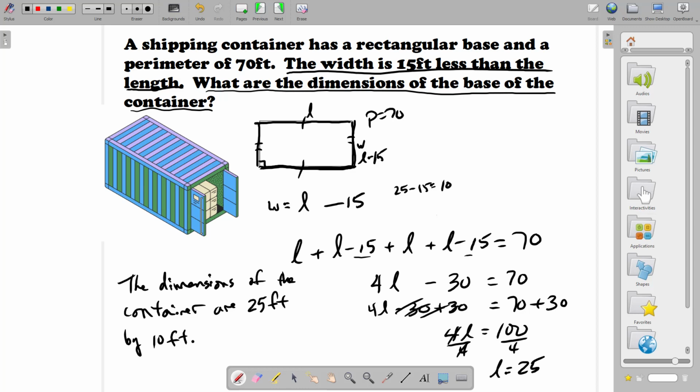We can check that because we're saying that the width is 10 feet, the length is 25 feet. If we take a length plus the other length plus the width plus the other width, 25 and 25 is 50, 10 and 10 is 20. We get the perimeter of 70.